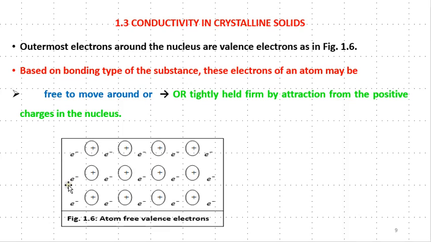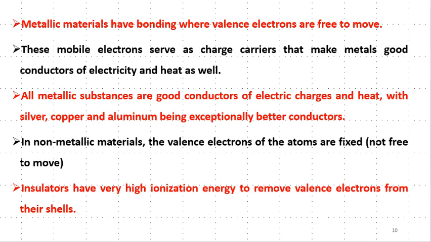And they are also tightly held in the semiconductors, but the amount of strength is smaller than that of insulators. Therefore, applying a very moderate amount of energy can detach the free electrons, and they'll start moving from one atom to another. So that is what I have already explained. The metallic materials have free electrons to move, and these mobile electrons are the charge carriers that carry electricity and heat from one point to another of the material.